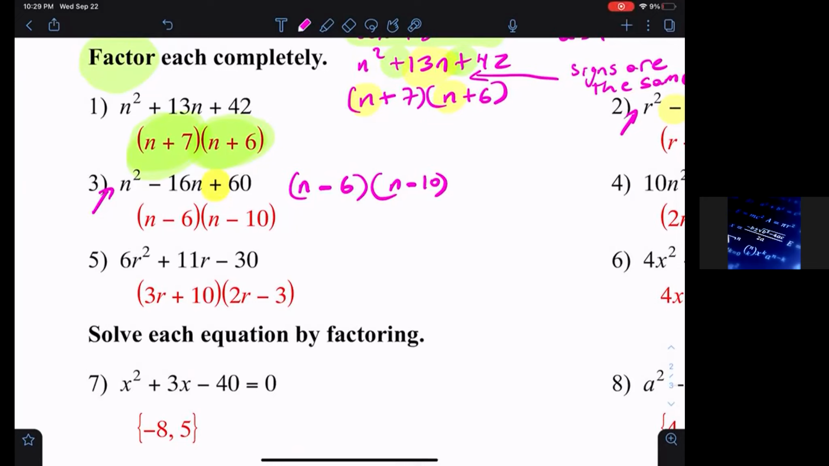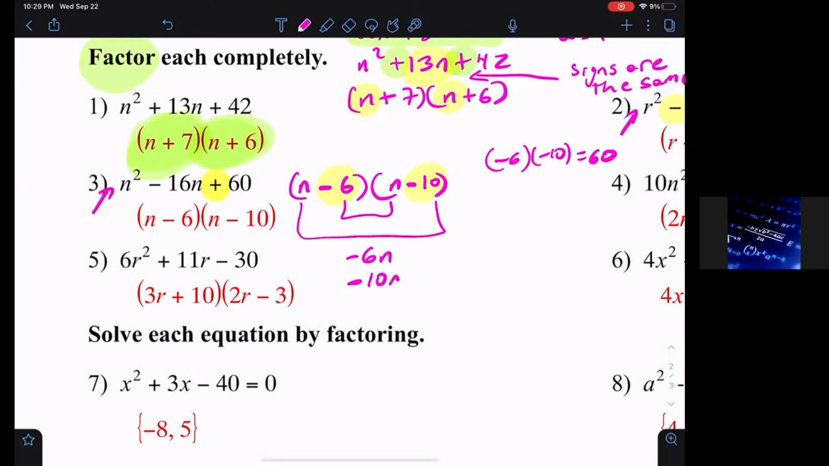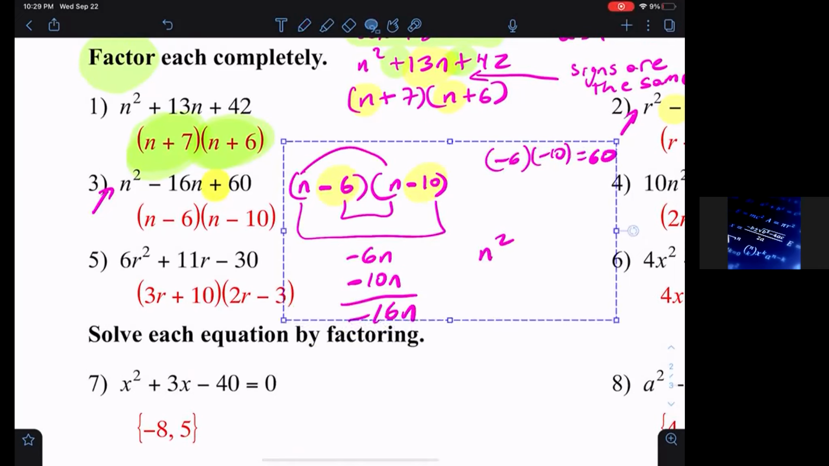If you want to check, just remember, negative 6 times negative 10 is positive 60. Then you do these two. This is going to be negative 6n, negative 10n. So this is negative 16n. That's the middle term. And n times n is n squared. Okay? That's how you do that. So you know now how to do it.